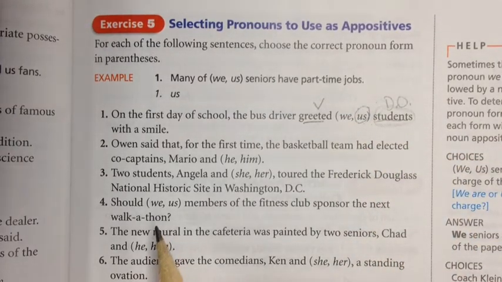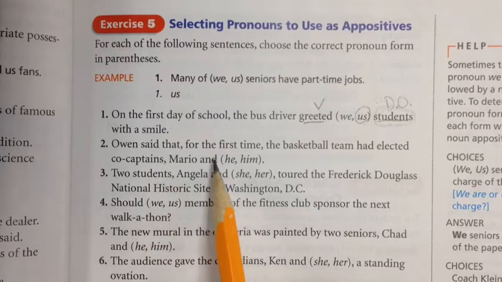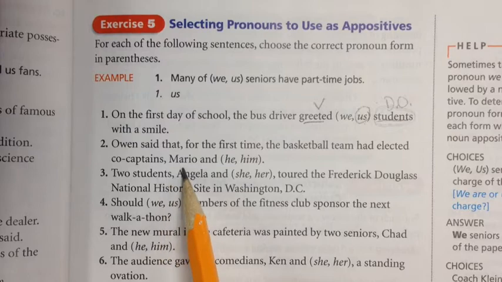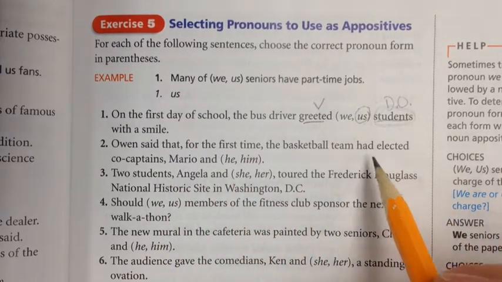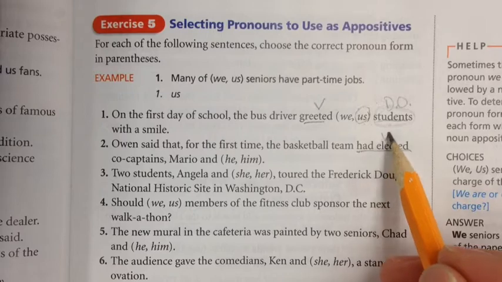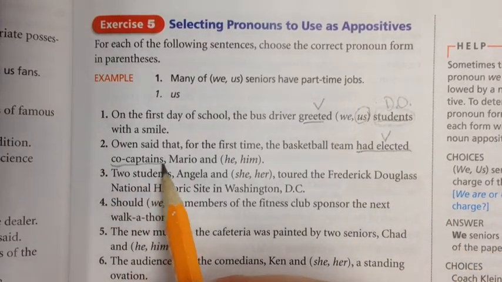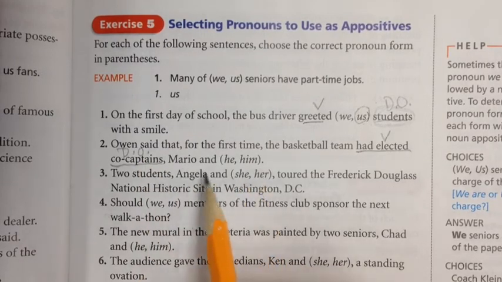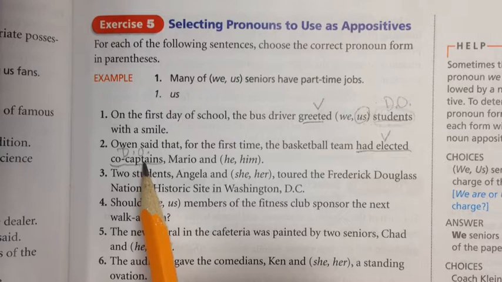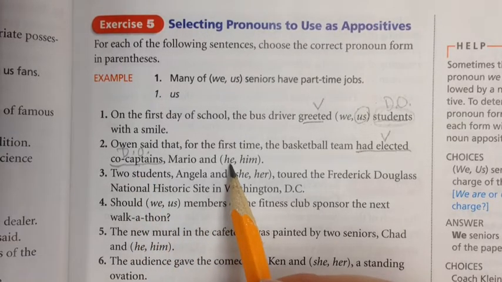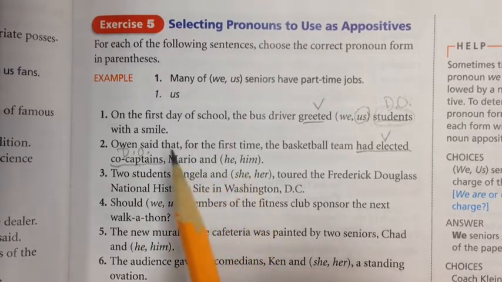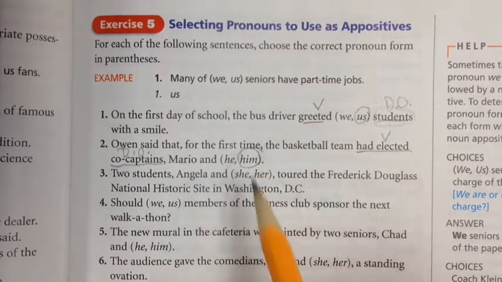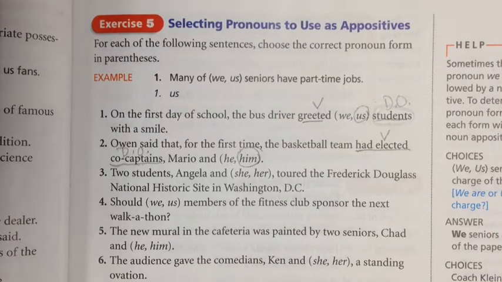Number 2. Owen said that for the first time the basketball team had elected co-captains Mario and he or him. Here's our verb, had elected. Then here's our first noun. This is a direct object. The appositive, the noun that comes after it here, if there is one, has to be in the same case as the first noun. So that means we need to have the same one we would use for a direct object. Direct objects are in the objective case. And if you look at that list, you'll see that him is the objective appositive that you'd want.